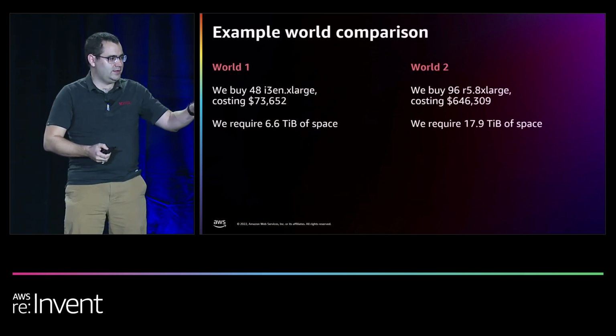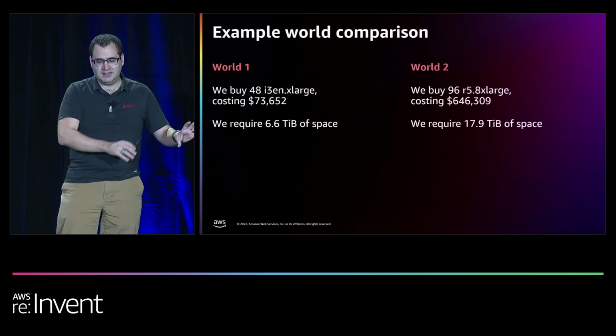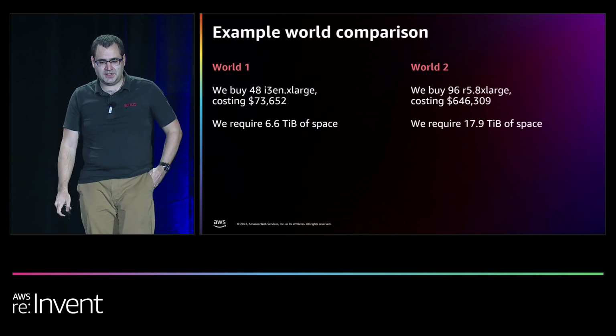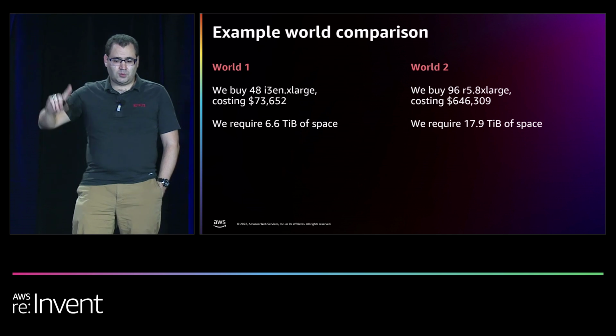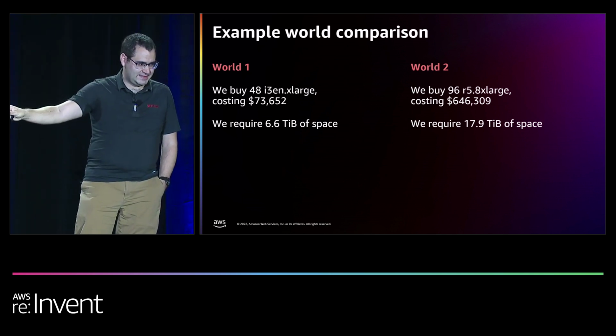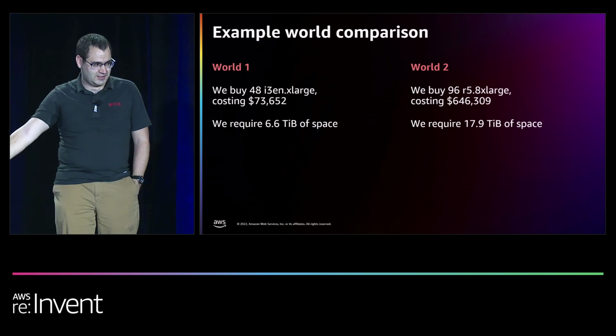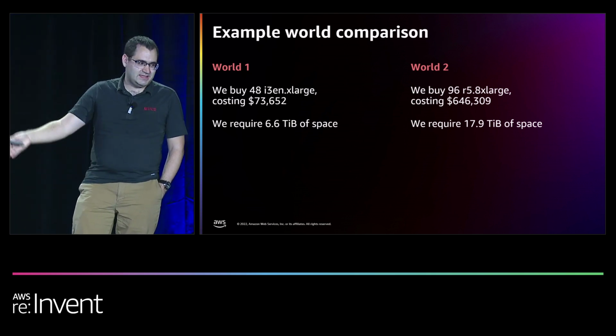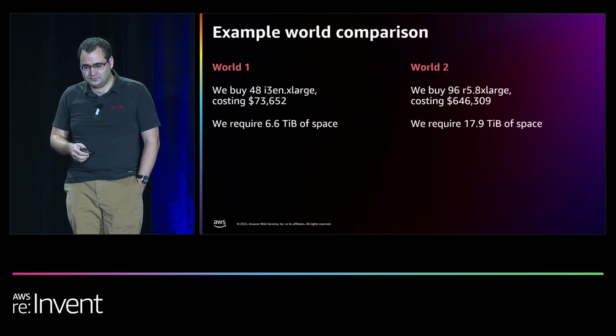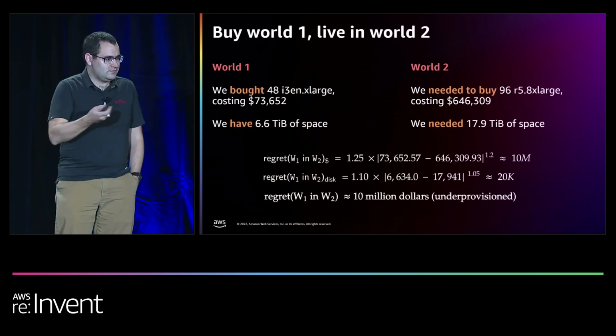Let's say that in world 1, the particular set of inputs leads to us buying 48 i3 NX large computers costing $73,000 with 6.6 terabytes of space. In world 2, we have a bunch of crazy tail events, and we end up buying a really expensive cluster: 96 R5 8X larges, $500,000, 18 terabytes of disk space. And we can just calculate the regret.